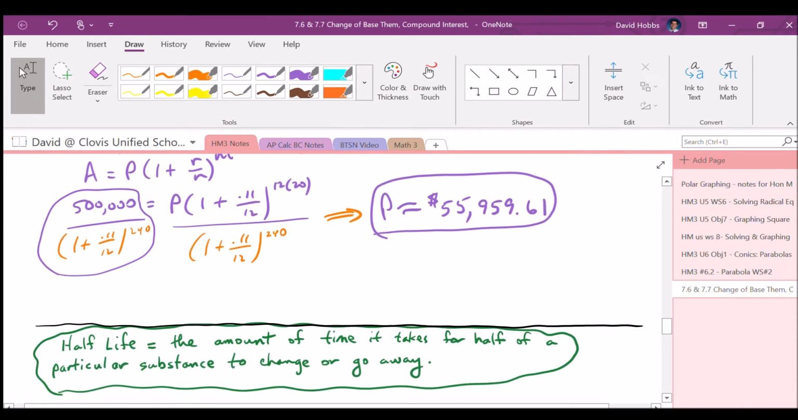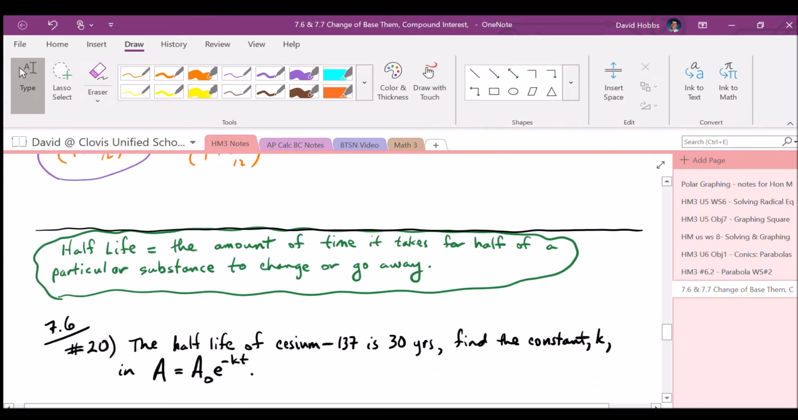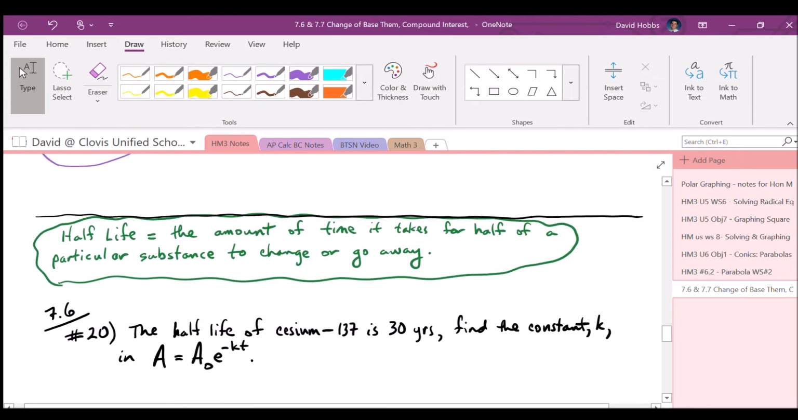Okay, so that's compound interest. The other thing we had that we're talking about are half-lives. And half-life, that's the stuff that's happening in science, and there's all kinds of applications for it. And so now when you're doing the half-life, we need to make sure that we actually understand what's going on. So half-life is the amount of time it takes for half of a particular substance to change or disintegrate or go away, kind of thing. So the amount of time it takes for half of a particular substance to change or go away.